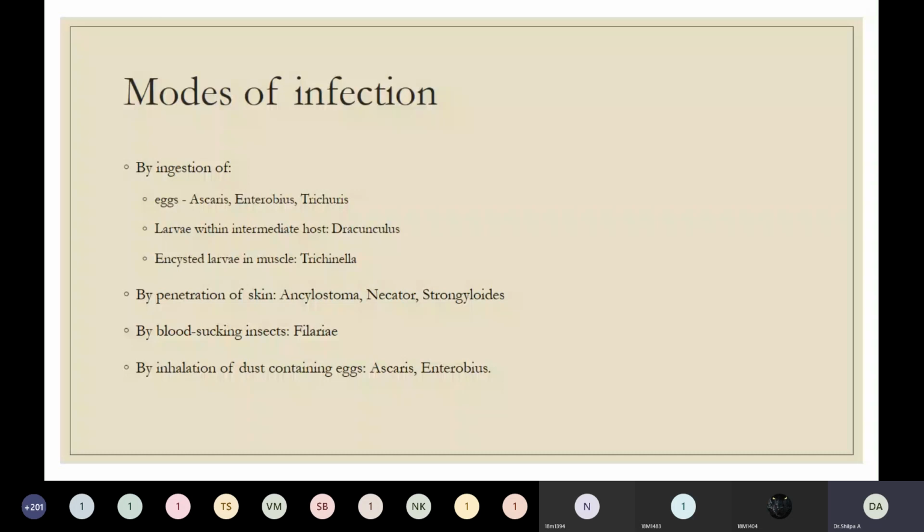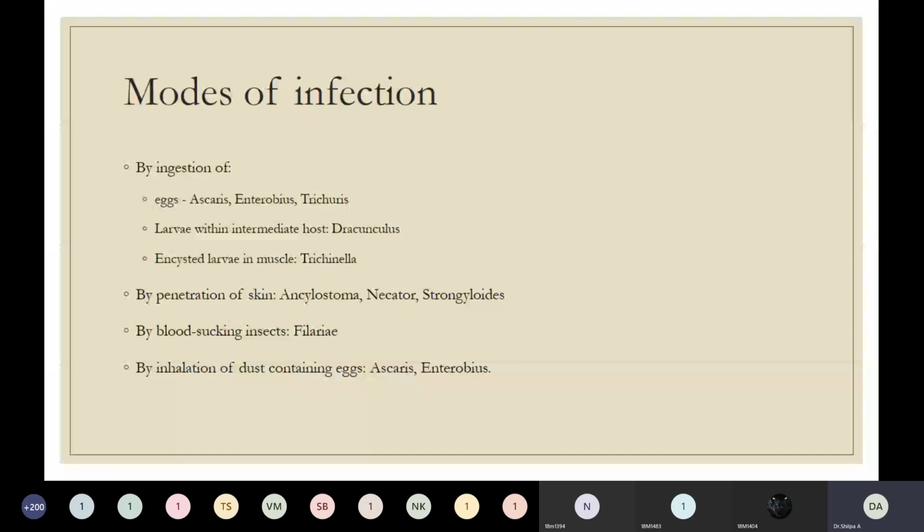The mode of infection first is ingestion, and the second is penetration of the skin. Like for your hookworms, man gets infected by penetration of the skin by the third stage larva. So examples would be Ancylostoma, which is also called hookworm, Necator, and Strongyloides species. Then blood-sucking insects, like filarial worms; filariasis is caused by mosquitoes.